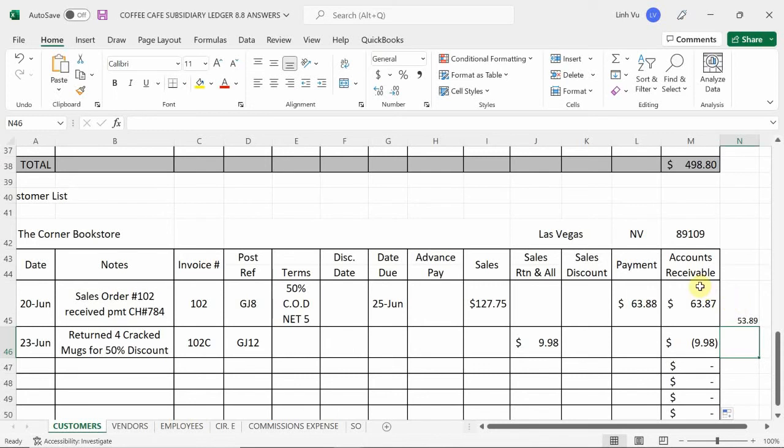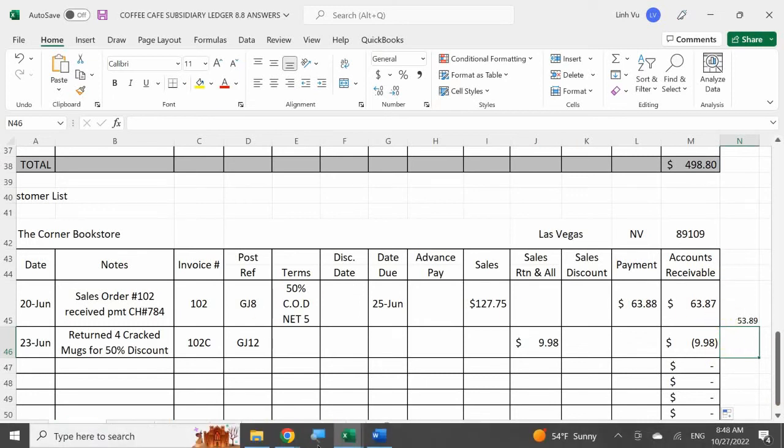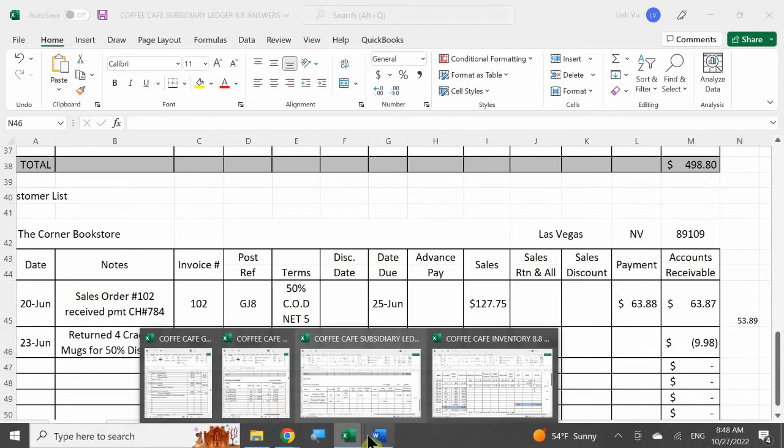Okay. All right. So that means when Corner Bookstore pays for invoice number 102, at least I know that they owe me $353.89. Okay, I believe that's it.